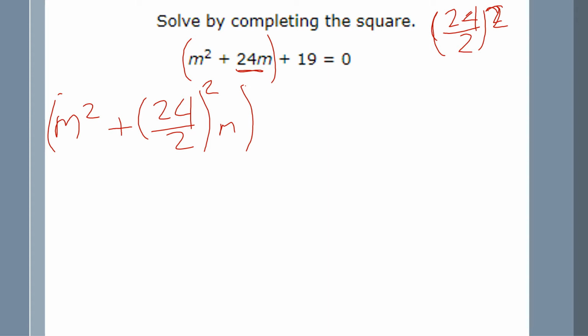You will notice something here. They have the same exponent, and they both have an m in them. So in this particular case, you could write this in factored form as m plus 12, because 24 divided by 2 is 12. And then you just square all of that, because again, that's part of completing the square. So doing it just like that.